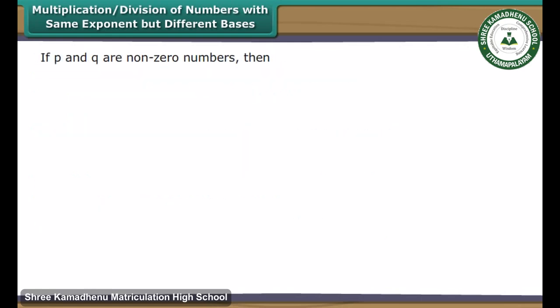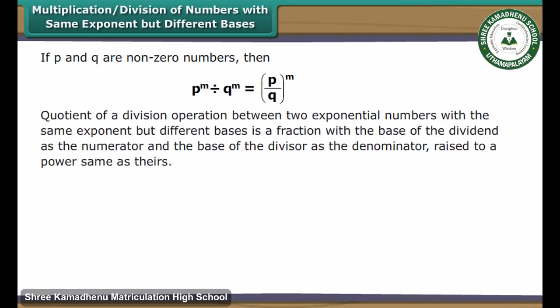If p and q are non-zero numbers, then p^m divided by q^m is equal to (p upon q)^m. The quotient of a division operation between two exponential numbers with the same exponent but different bases is a fraction, with the base of the dividend as the numerator and the base of the divisor as the denominator, raised to a power the same as theirs. Let us now use the law.